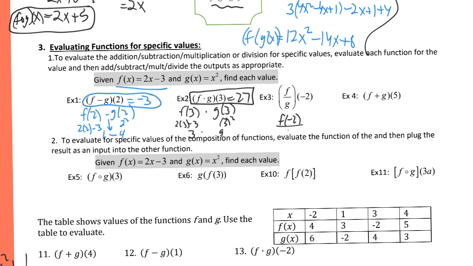So f of negative 2 over g of negative 2. So f of negative 2 is going to give us negative 4 minus 3. That's negative 7 over g of negative 2, which is 4. So this is negative 7 over 4.